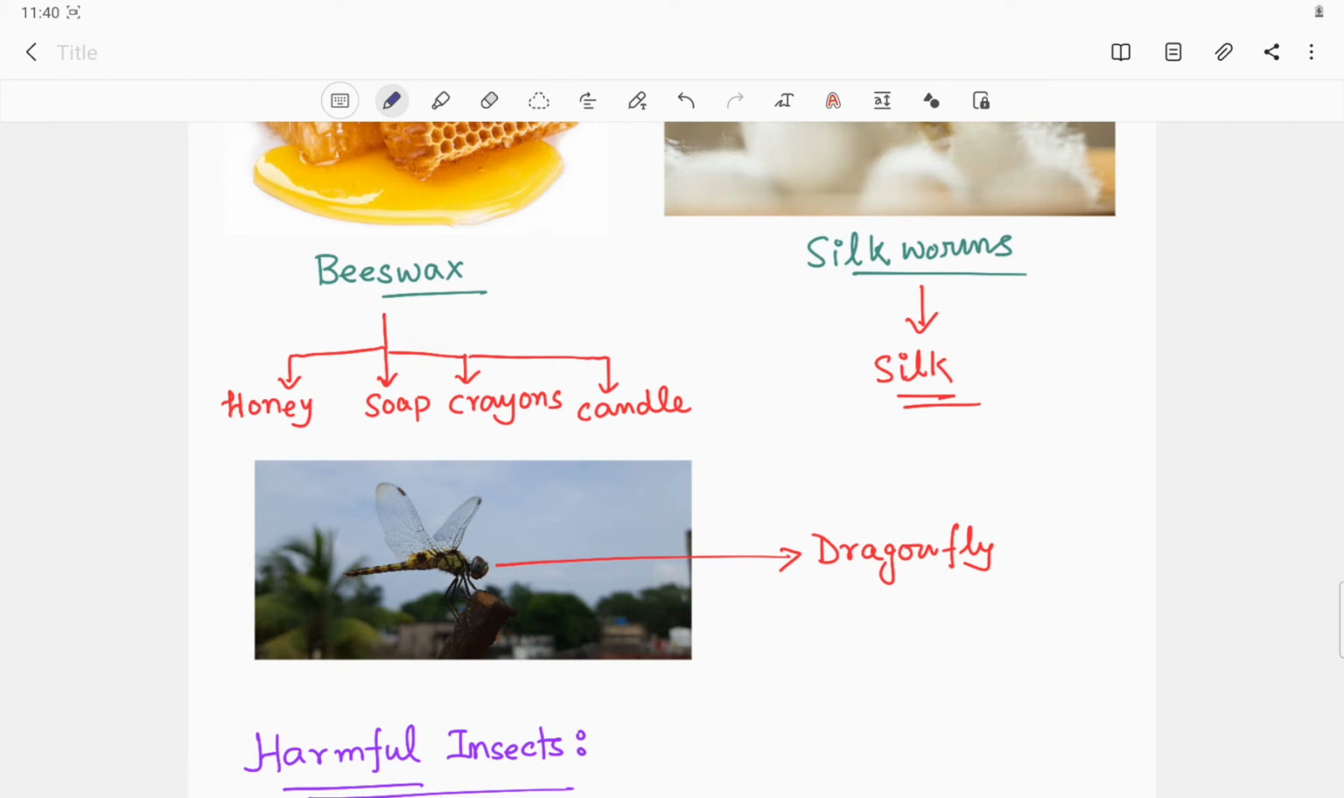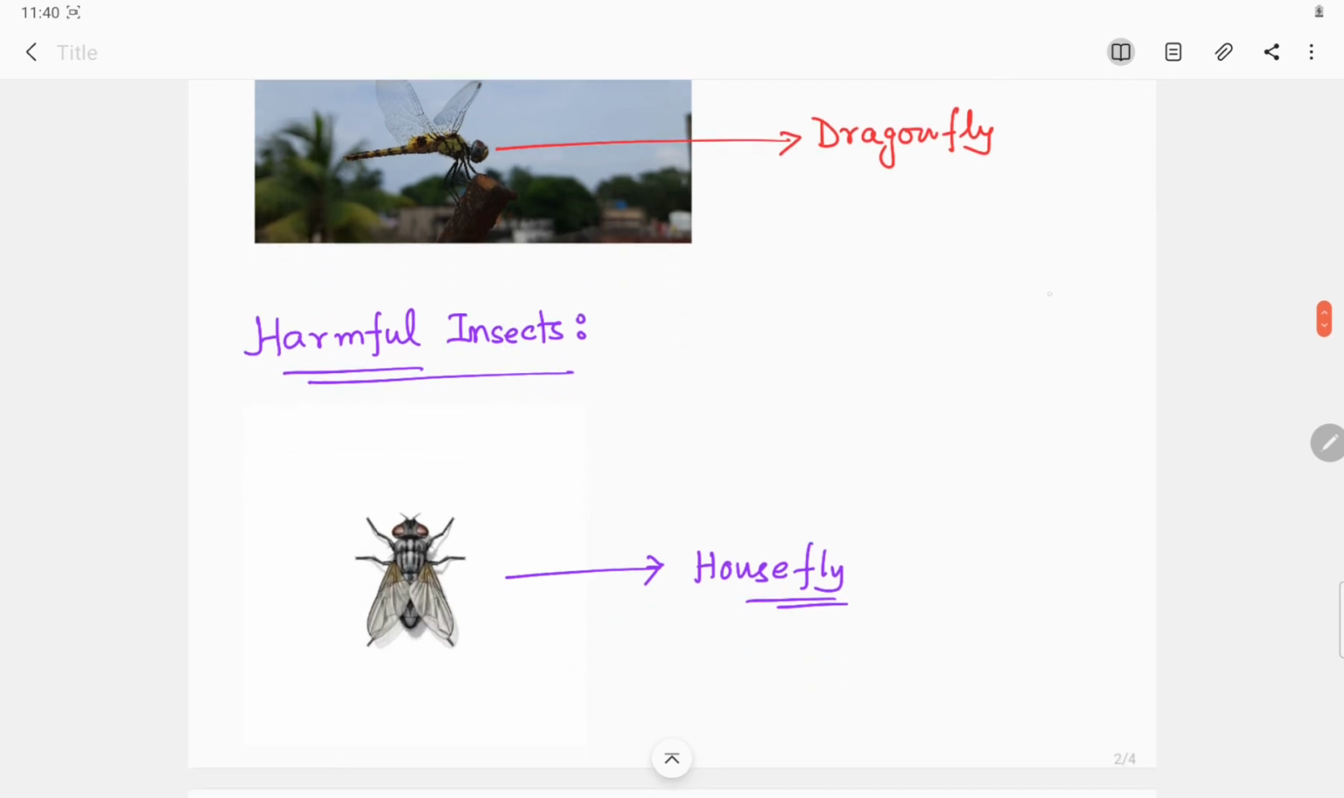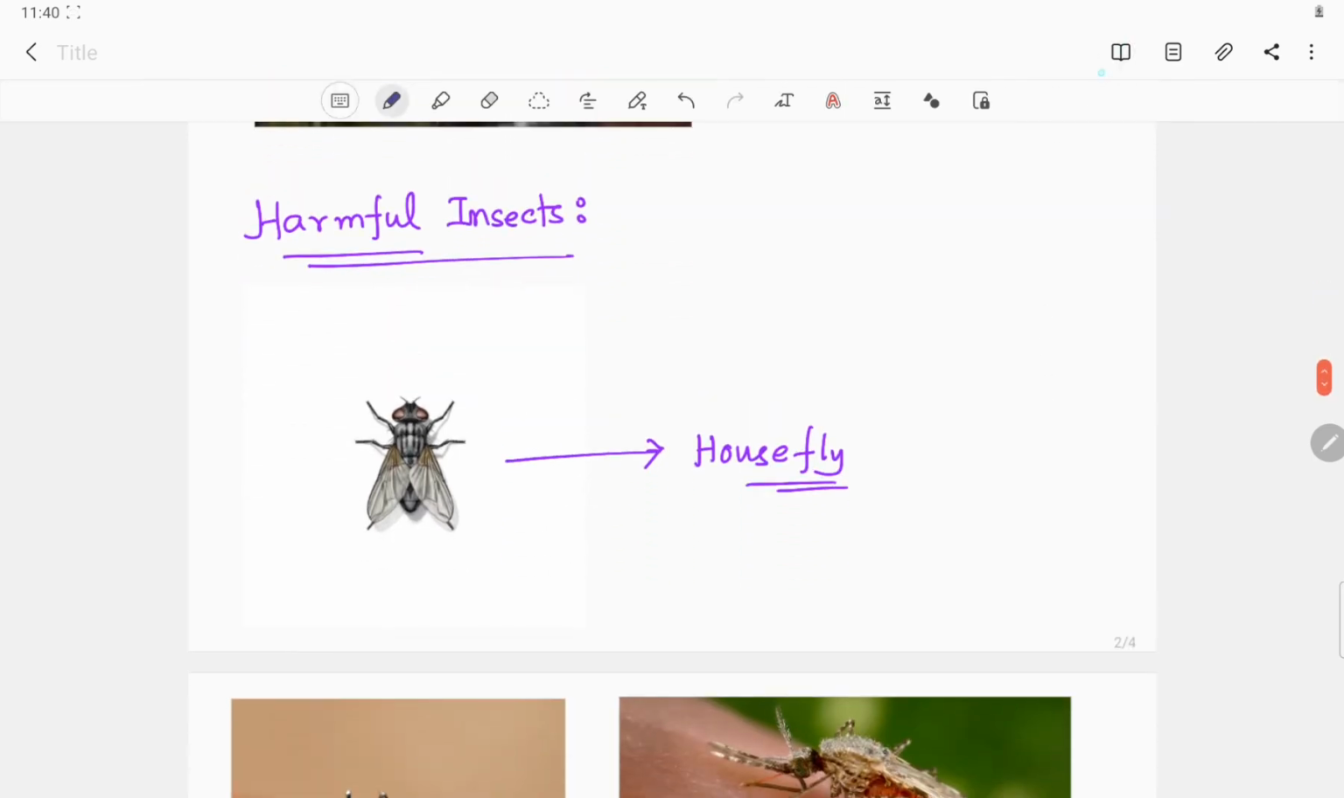So very few insects are useful insects, and most of them are harmful insects. So let's talk about harmful insects. First of all, it will be the housefly. You know, when houseflies sit on garbage or animals, they gather germs, right? They carry the disease causing germs on their feet and bodies.